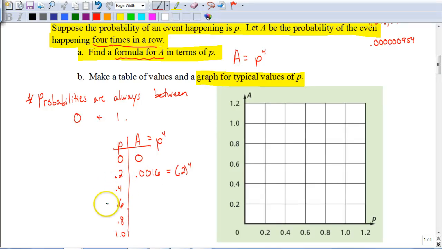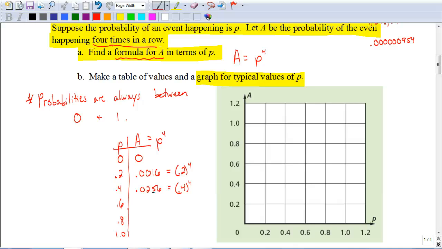If the probability of an event happening 1 time is 0.4, the probability of it happening 4 times in a row would be 0.4 to the 4th power, which is 0.0256. So 0.4 is the same as 40%, so that's twice as good. And yet happening 4 times in a row is still less than a 3% chance of that happening.